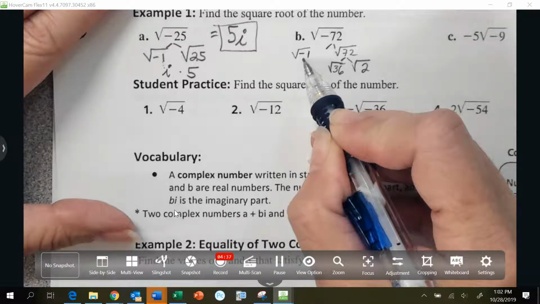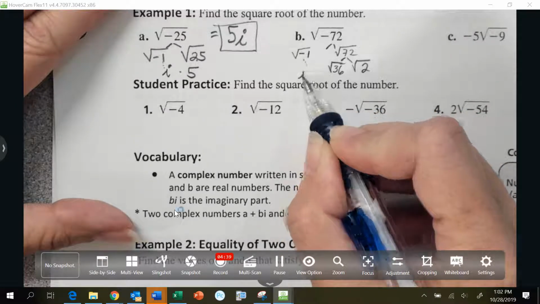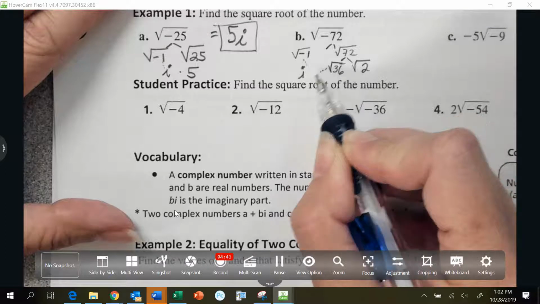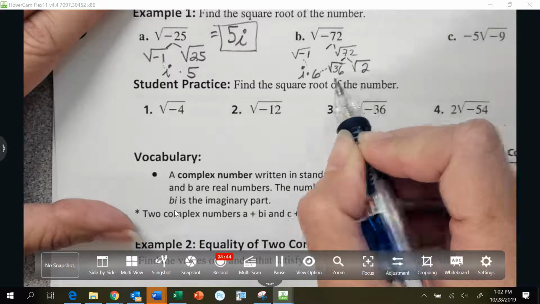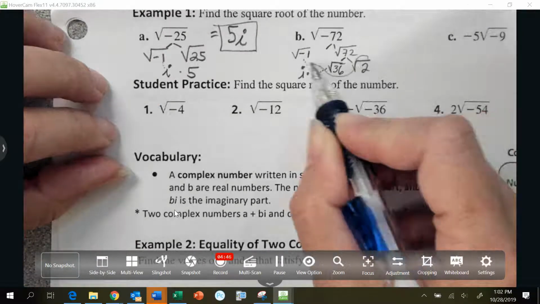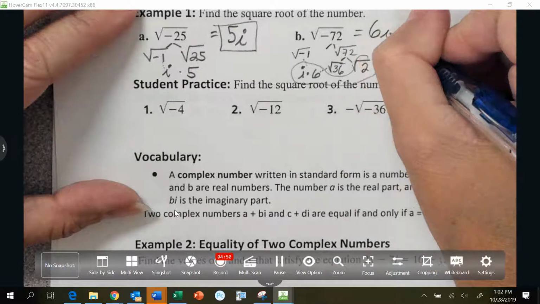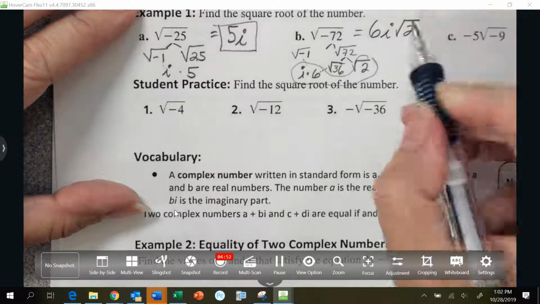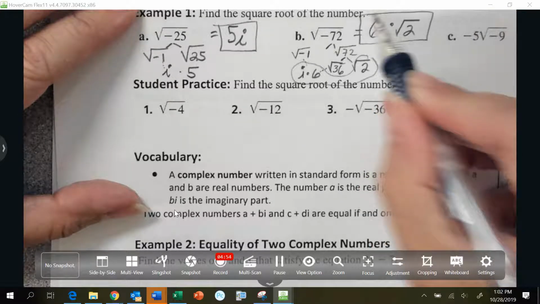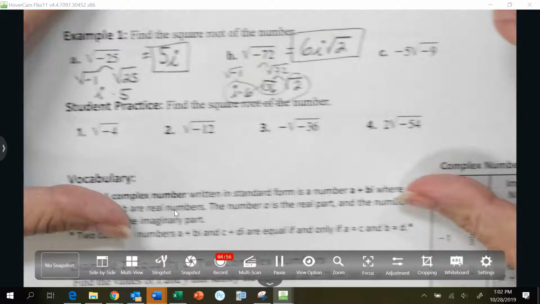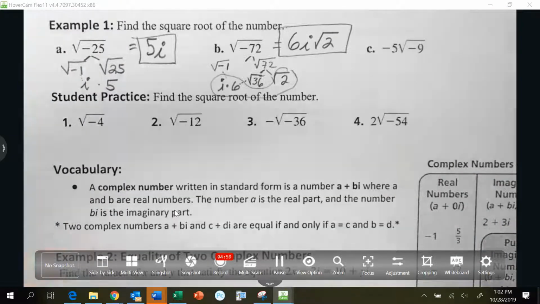Now I'm going to break this down. What is the square root of negative 1? What is the square root of 36? And then square root of 2 we can't do anything with. So I'm just going to write these in order. It goes number first, then the i, then the square root. And they're all multiplied together. I don't have to write the times symbols.